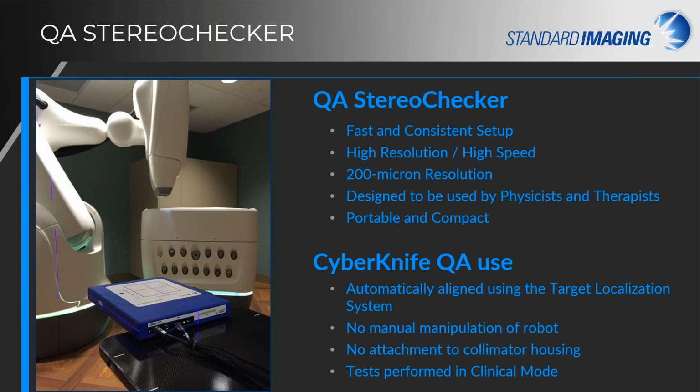Now, for any of you who are not familiar with our QA StereoChecker, let me just summarize here. The QA StereoChecker offers outstanding precision and accuracy with unbeatable 200 micron resolution. With fast, consistent setup and high-speed image acquisition, physicists can ensure that their CyberKnife machine is at peak performance every day.